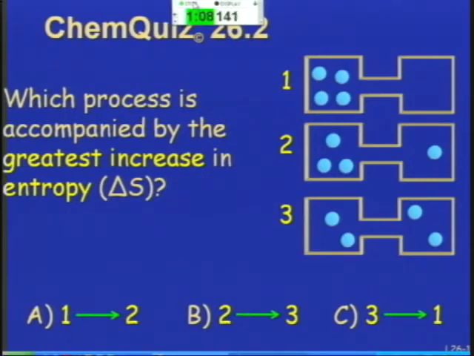So S is k, k is a constant, times ln W. Actually, you can discuss it with each other already, because I'm not going to ask it again.